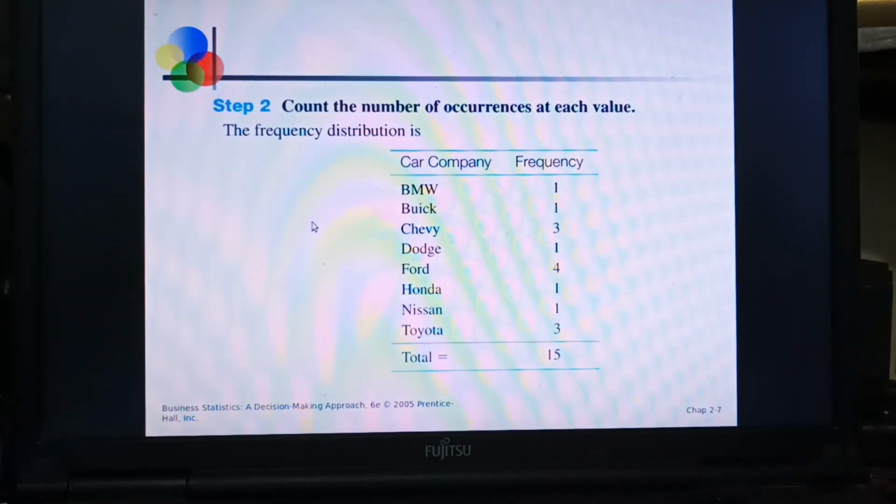Step 2, count the number of occurrences of each value. The frequency distribution is for car company or car model, car brand. For BMW, 1, Buick 1, Chevy 3, Dodge 1, Ford 4, Honda 1, Nissan 1, and Toyota 3, for a total of 15. Now, where's the other 5?